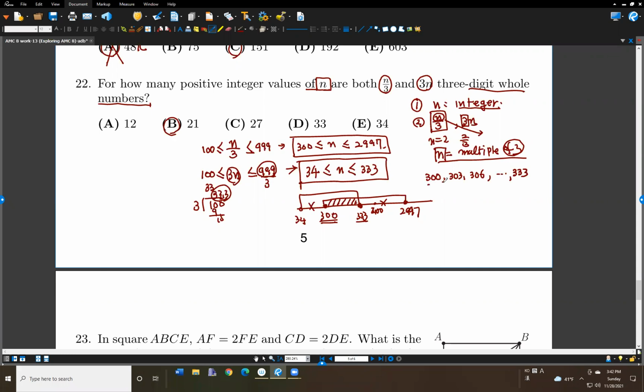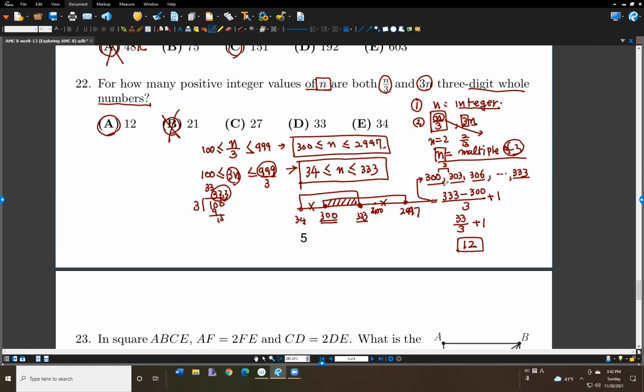From 300 to 333, how many numbers are there? These are consecutive multiples. How many numbers? Do you remember the rule? Last number minus first number and divided by 3, because their difference is 3. After that, you add one more. That is the number of terms. 333 minus 300 is 33, divided by 3 is 11, plus 1 is what? There are 12 numbers. Okay, 12 numbers there.